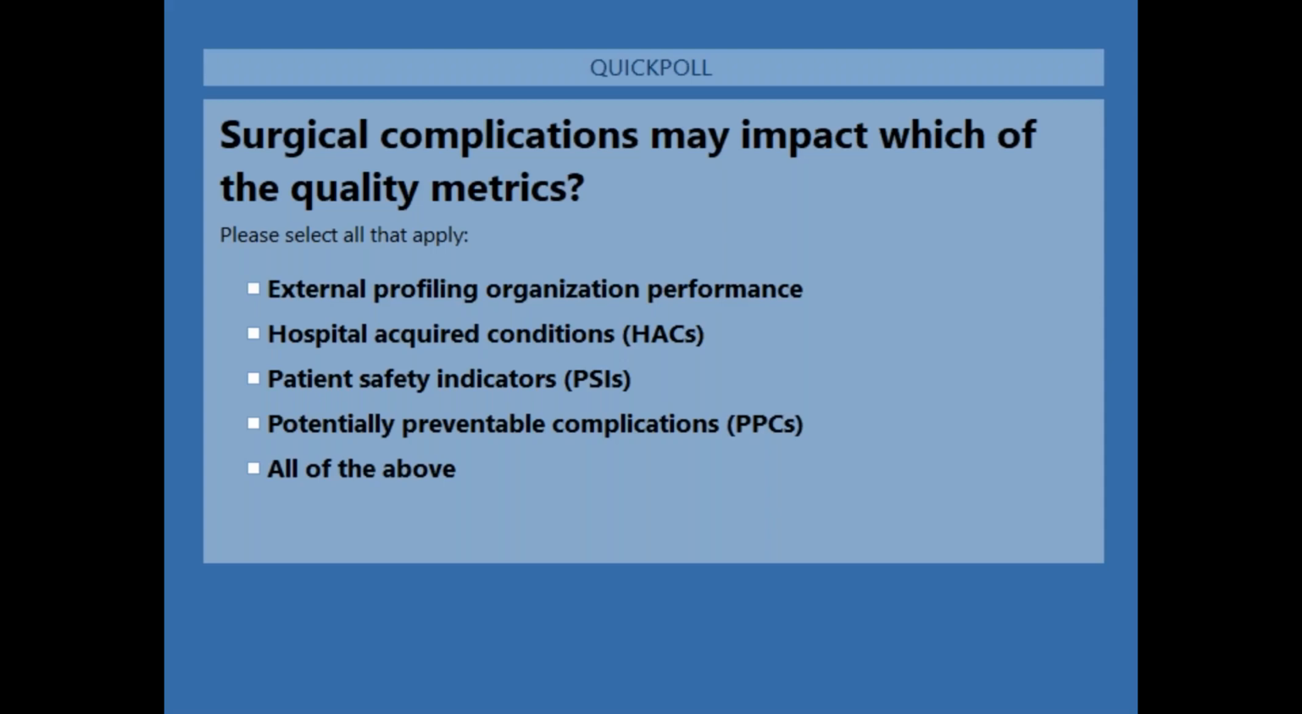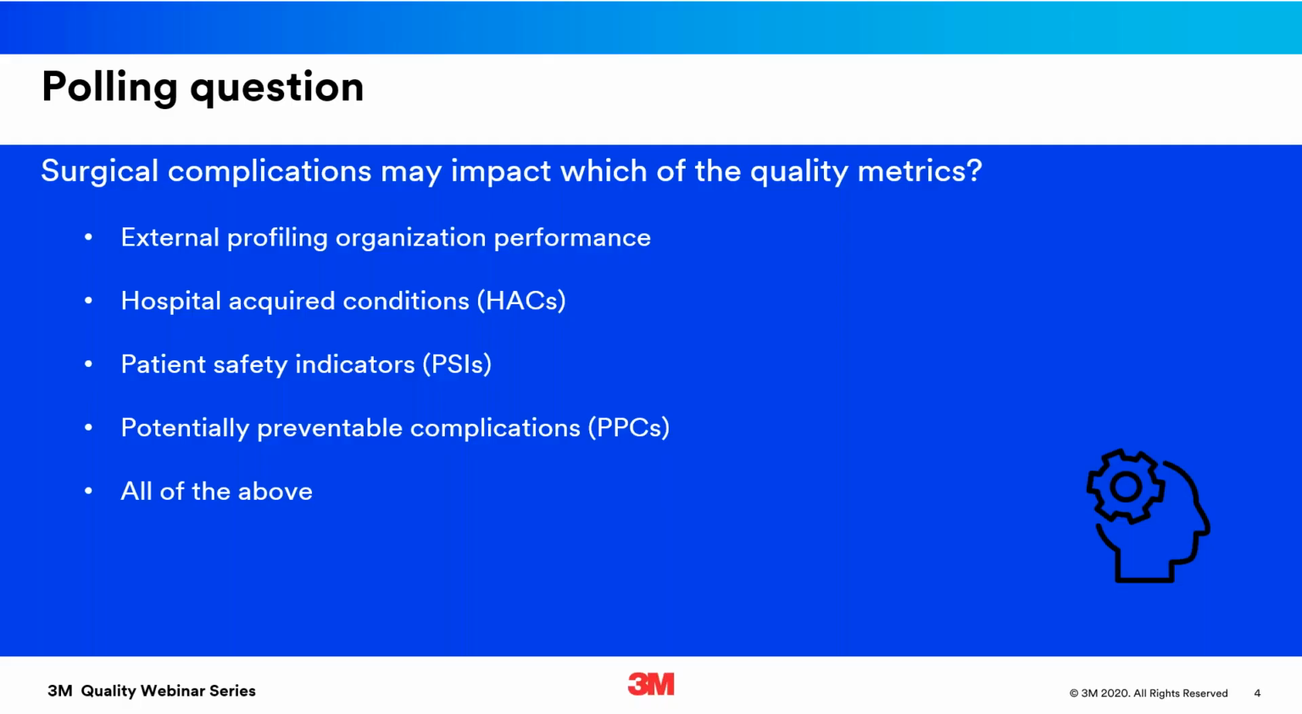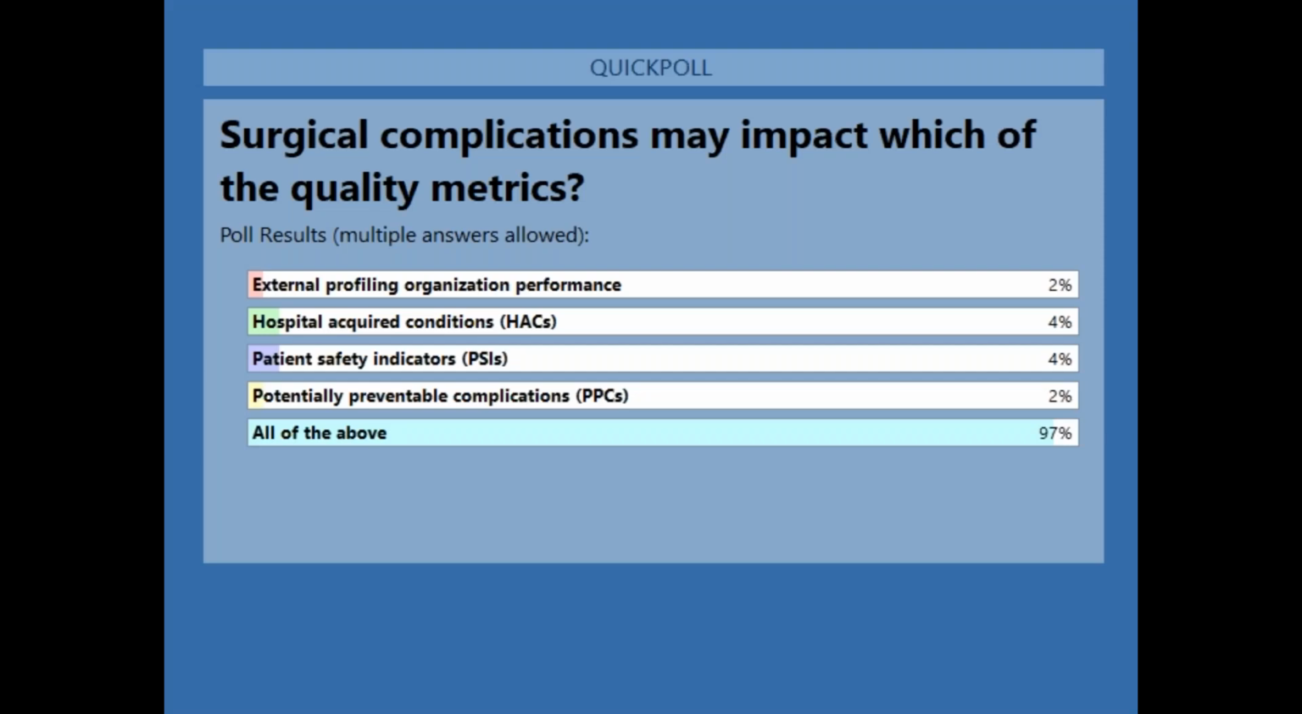So I hope everybody has had some time to answer this question. And Jared, do we have the results on that? Yes, I'm going to launch the poll now. Okay. So 2% said external profiling, 4% hospital-acquired conditions, 4% patient safety indicators, 2% potentially preventable complications, and 97% all of the above.